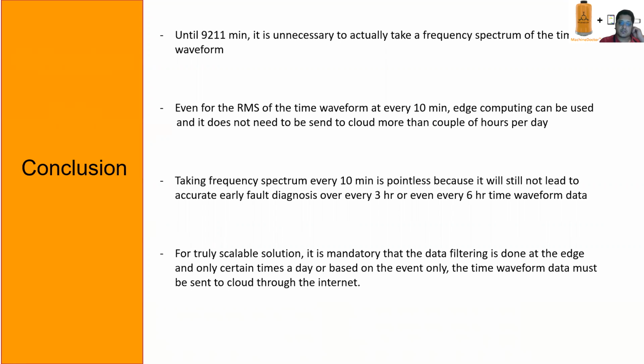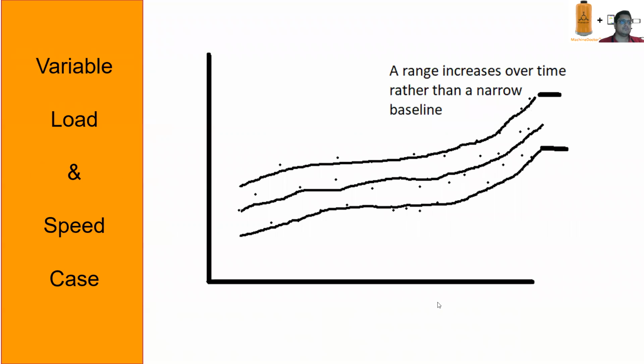For a truly scalable solution, it is mandatory that the data filtering is done at the edge, and only certain times a day, let's say 4 times a day, or based on an event only, the time waveform or FFT spectrum should be sent to the cloud appropriately. So that was for the constant load and speed case.